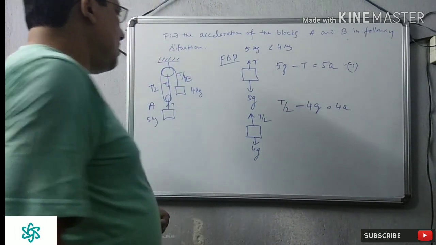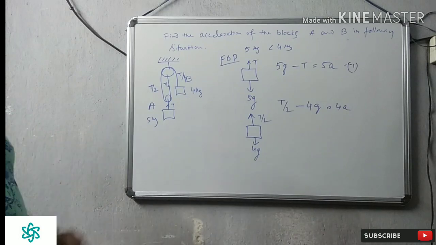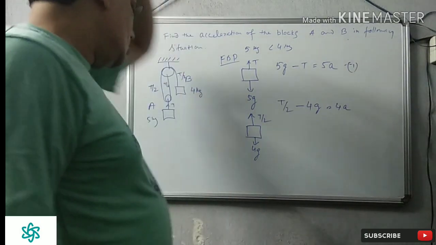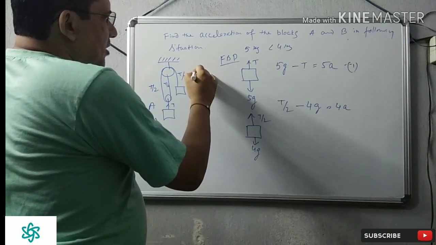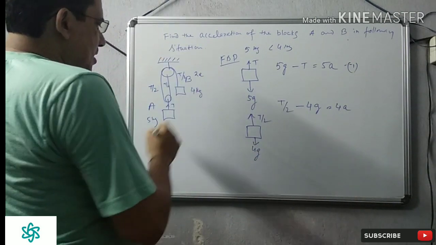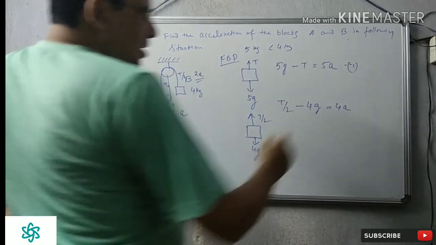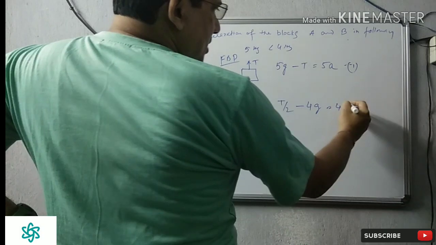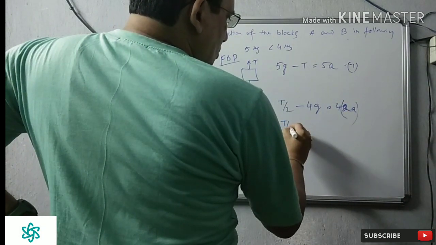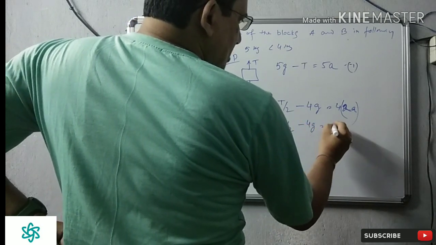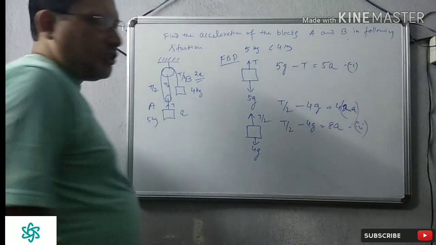Now one thing you have to remember: if tension is half, then the acceleration will be double. So tension is T by 2 here and the acceleration is double, that means 2a. In this case let the acceleration be a here, and 2a there. So T by 2 minus 4g is 4 into 2a. Now T by 2 minus 4g is equal to 8a. This one is the second equation.